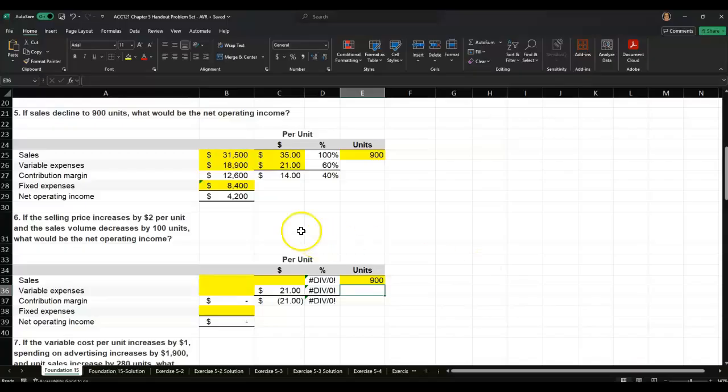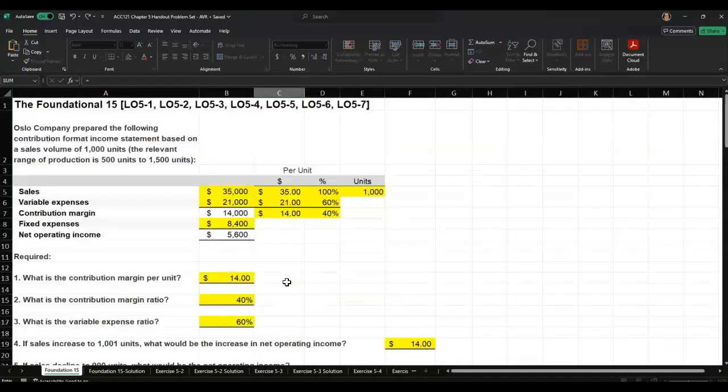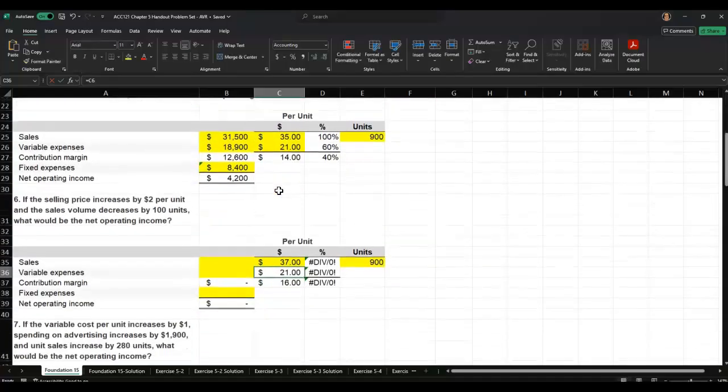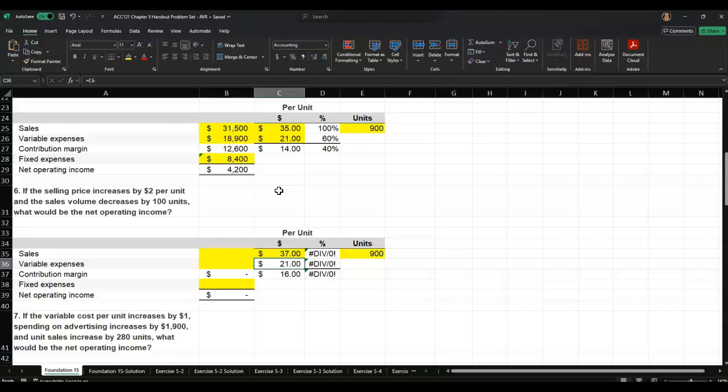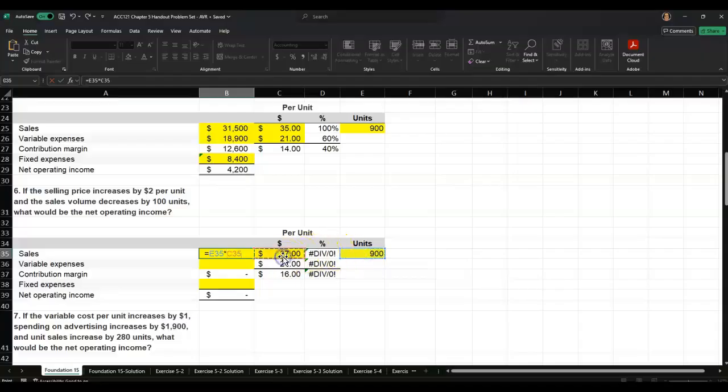The other thing is they asked about the selling price increasing by $2 per unit. So I'm just going to come over here to the per unit. And again, I like to program it in, so I'm just going to take that original $35 and add 2 to get to 37. At that point, to get to our sales, we just need number of units times the selling price.